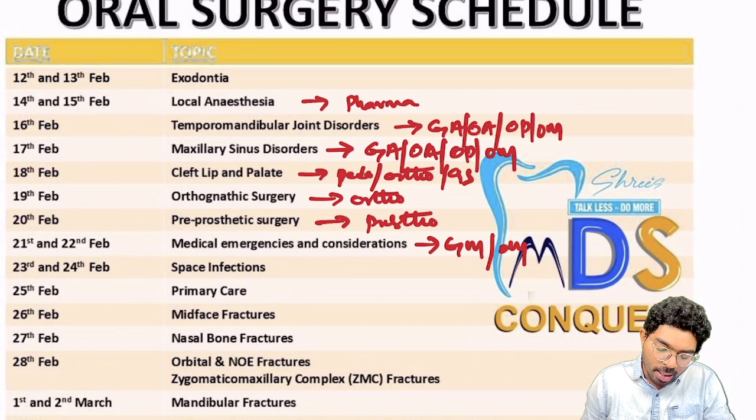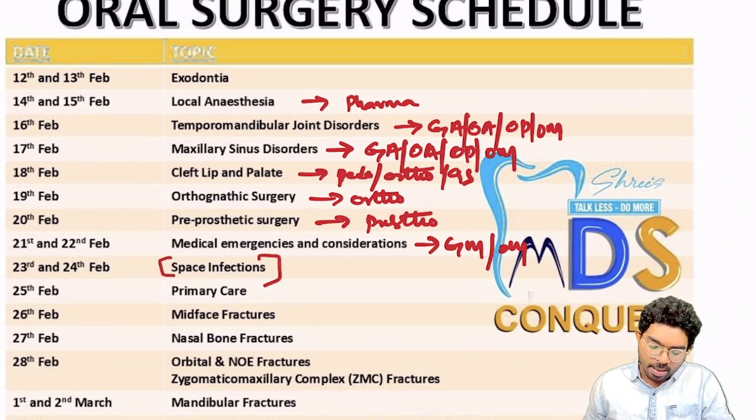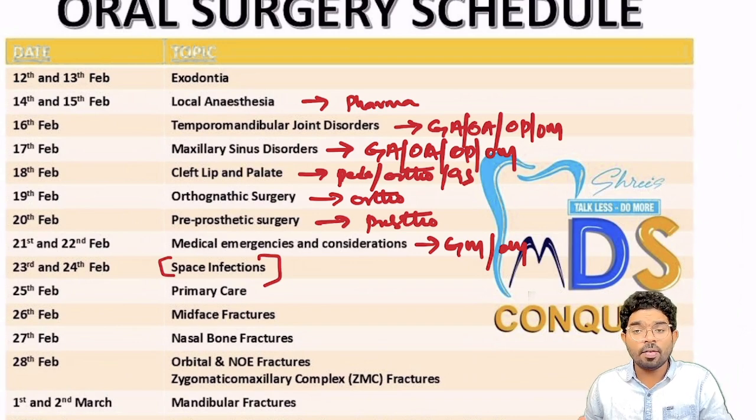Then comes a little about space infections. Then comes all about fractures and instruments. So this is the rough schedule that you have to follow while cracking the subject oral surgery. And of course, I told you this is one of the final year subjects which is inclined to many other subjects, and which is very, very important from the examination point of view. I hope this is very clear.